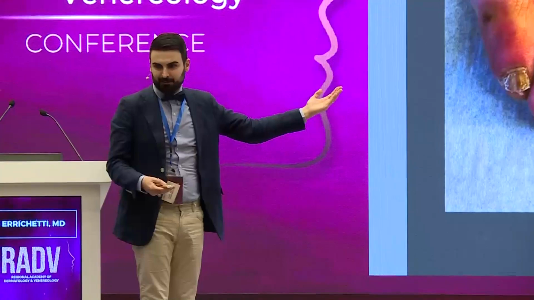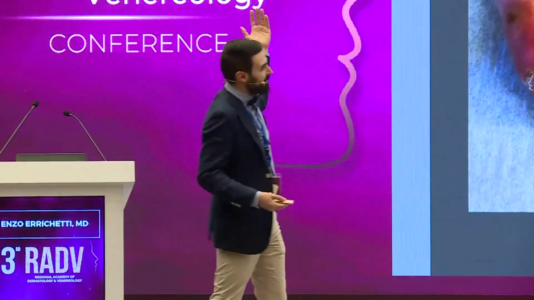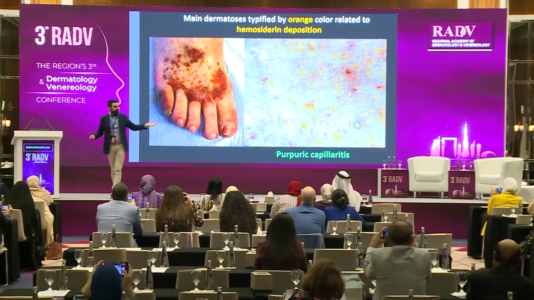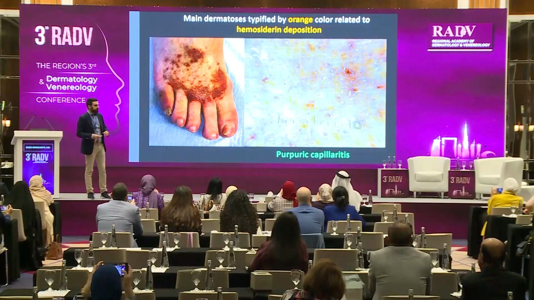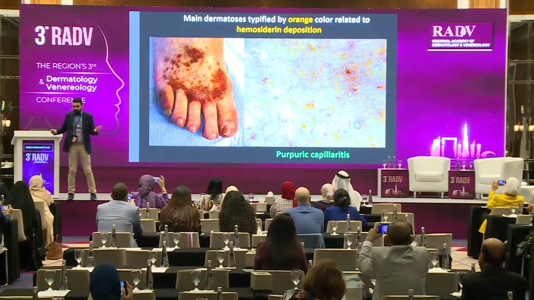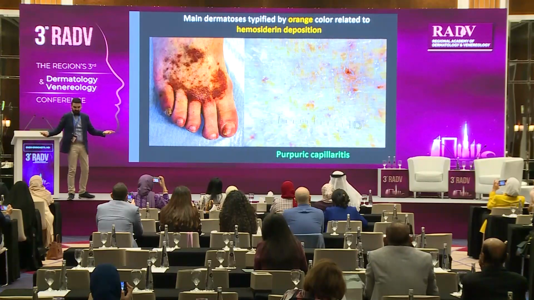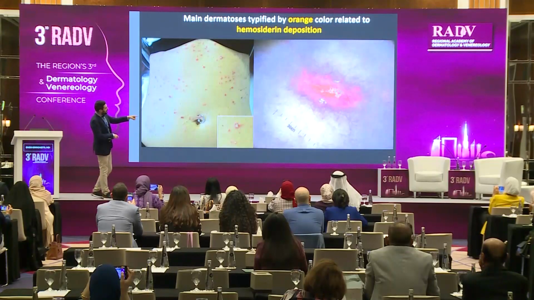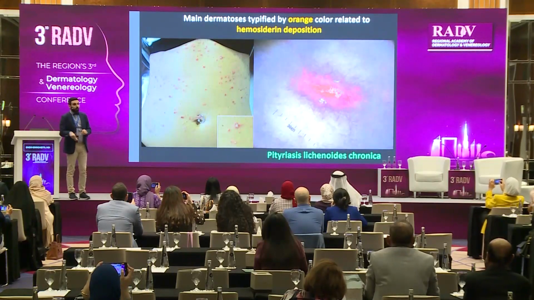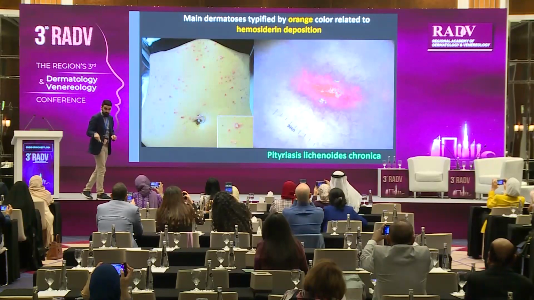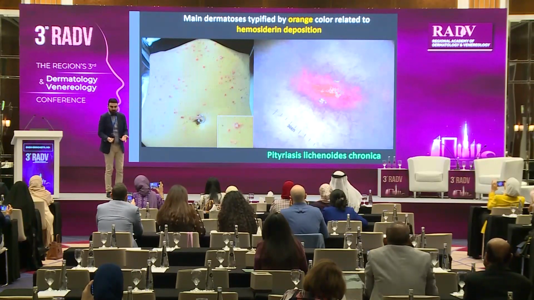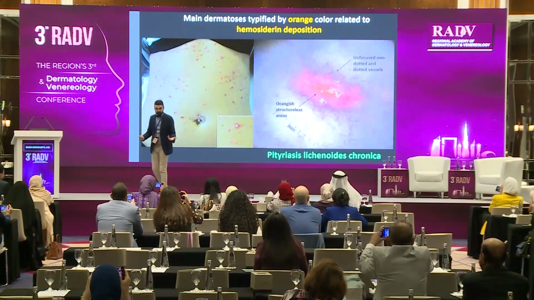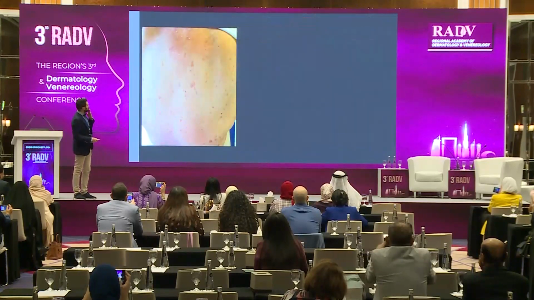Then this, what's this? Simple. We have a rusty background and purpuric spots. Purpuric capillaritis. Very simple. Schamberg disease, all the capillaritis. Purpuric spots. And then we have also pityriasis lichenoides chronica. Pityriasis lichenoides chronica may also show orange because we have hemosiderin deposits in the dermis. But the vessels, take a look at the vessels, are very blurred. Great.